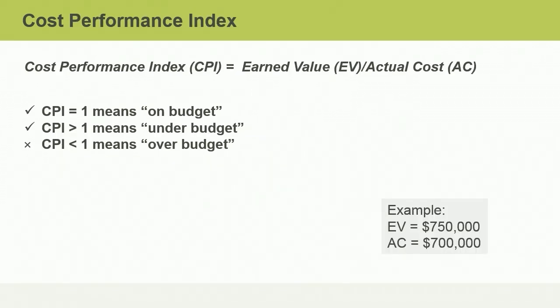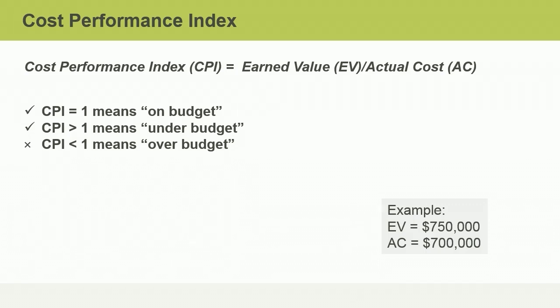Cost performance can also be expressed as an index, or a ratio. You still use the data points of earned value, or EV, and actual cost, or AC, but instead of subtracting, you divide the EV by the AC. This gives you the Cost Performance Index, or CPI. A CPI greater than 1 means our project is under budget. A CPI of exactly 1 means our project is right on budget, and a CPI of less than 1 means we are over budget. Let's try an example where the EV is $750,000 and the AC is $700,000.